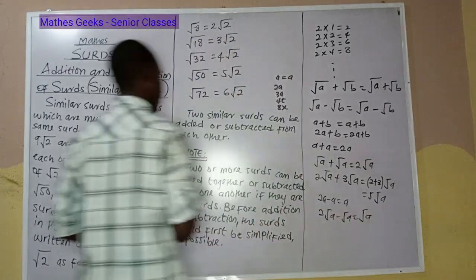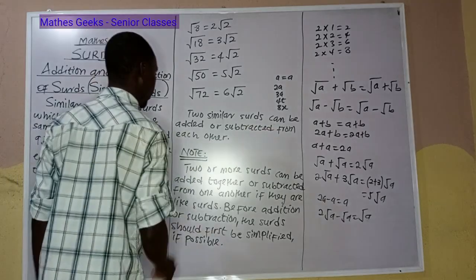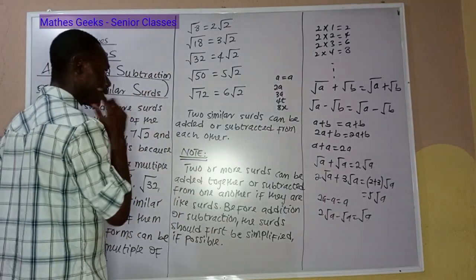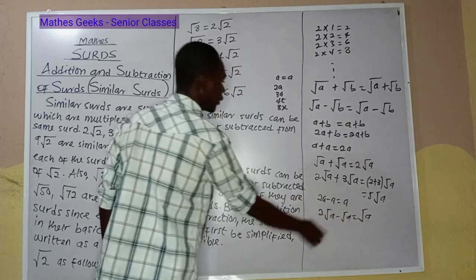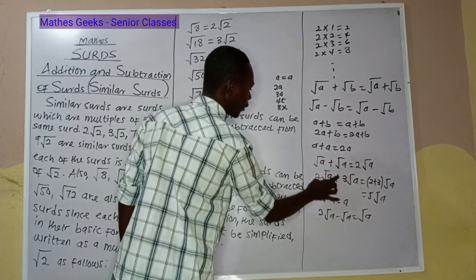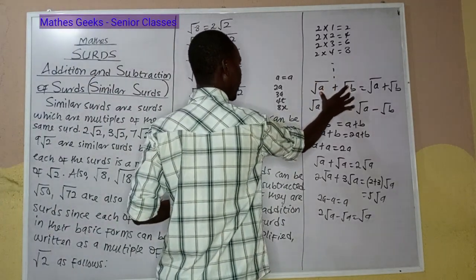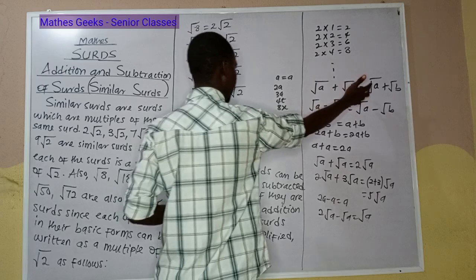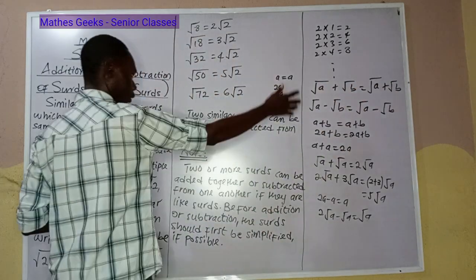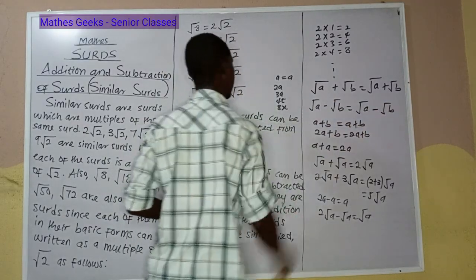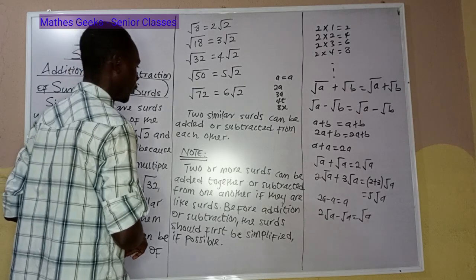So this tells us that two similar surds can be added or subtracted from each other, and that is when the surds are similar, like root A, root A. So we have similar surds in this case, similar surds in this case, similar surds in this case. But when the surds are not similar, like root A plus root B, these are dissimilar surds. We can't add and we can't subtract, so we just have to equate it. Just as what we have equates to what we have here, that's what's going to happen on the other side of the equation.